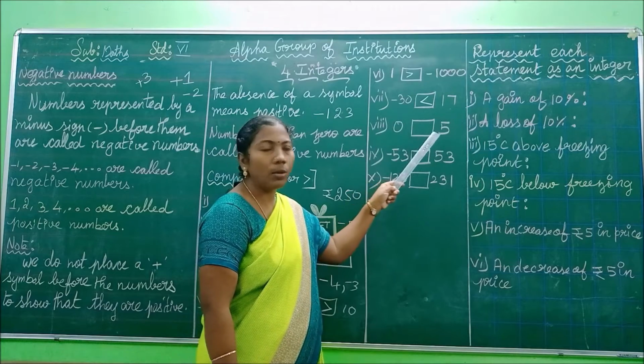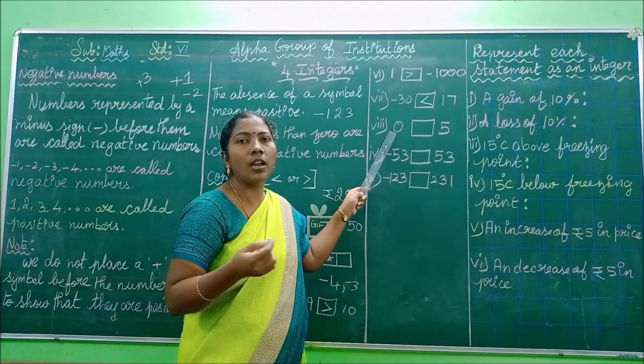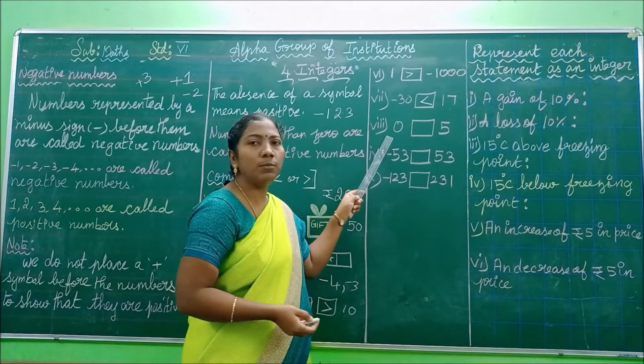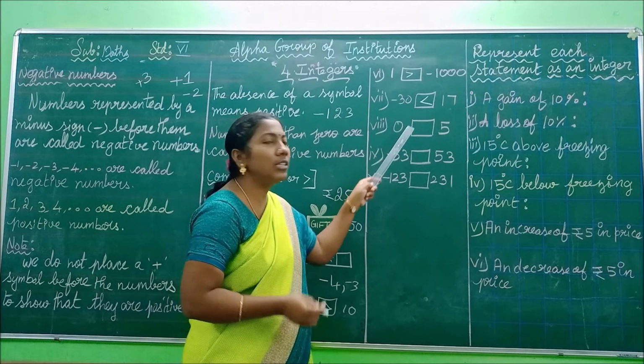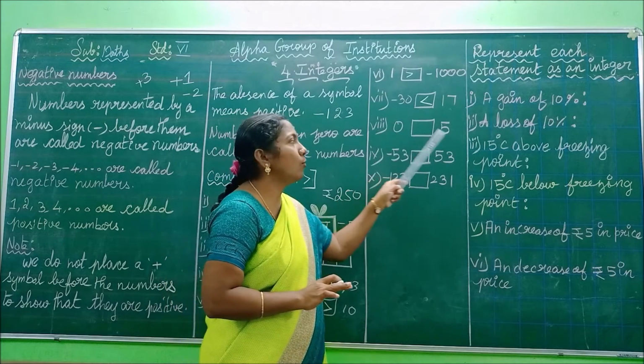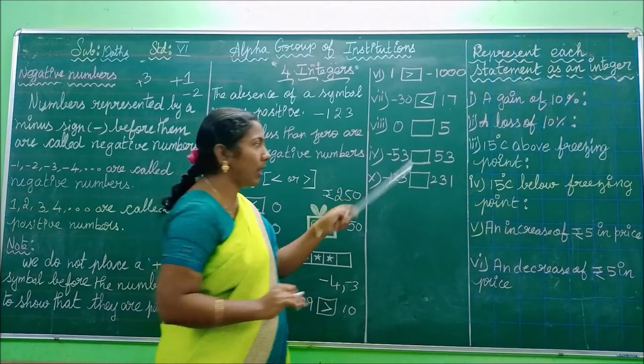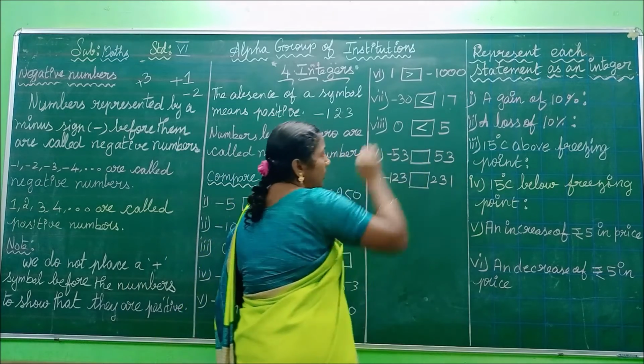See the next one, 0, 5. 0 is neither positive nor negative. We don't give any symbol for 0. Okay, 0 is a neutral number. 0, 5. Which is the bigger one? 5. So you have to put the less than symbol.